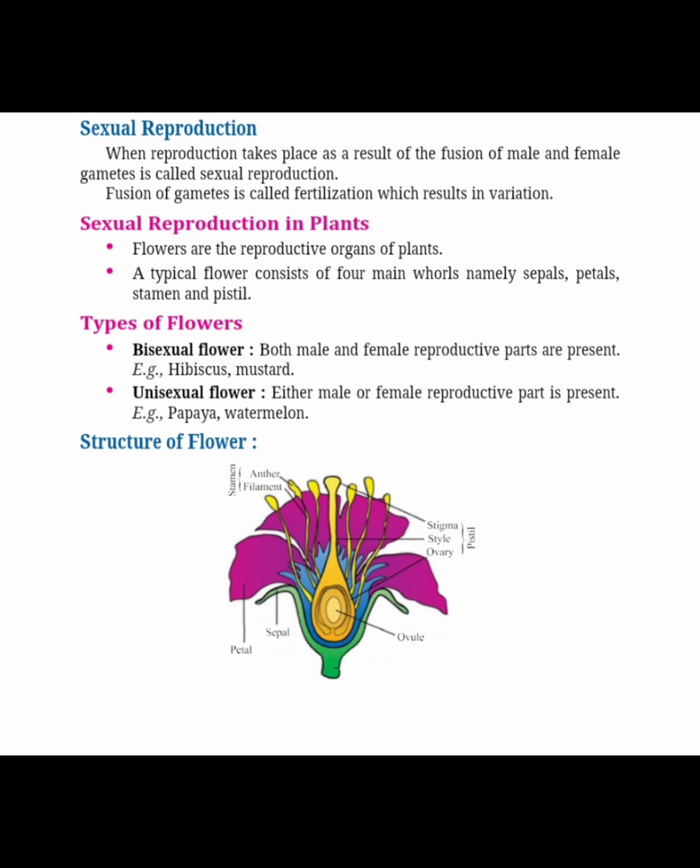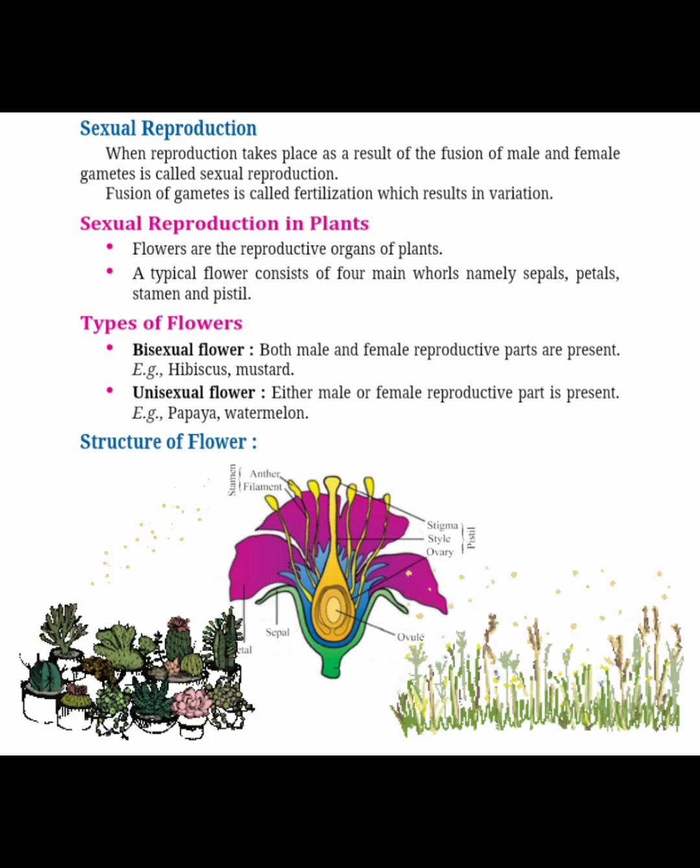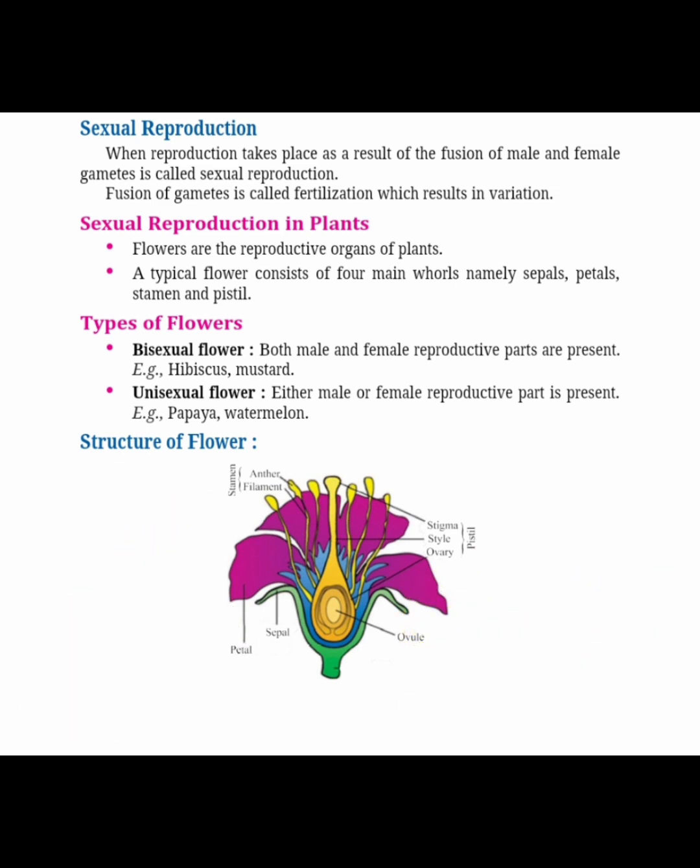The third whorl of the flower is the stamen. Stamen is the male reproductive part. These are filaments and this is the anther. The filament supports the anther, and the anther contains the male germ cells, that is, pollen grains. Anthers contain pollen grains. Inside the pollen grains, male germ cells are present, and these stamens are more in number.